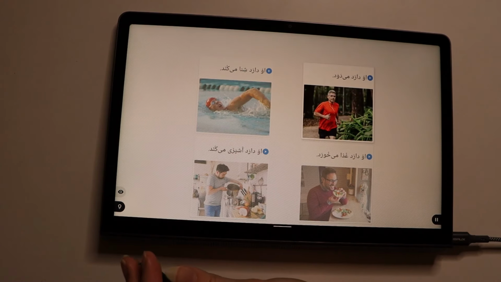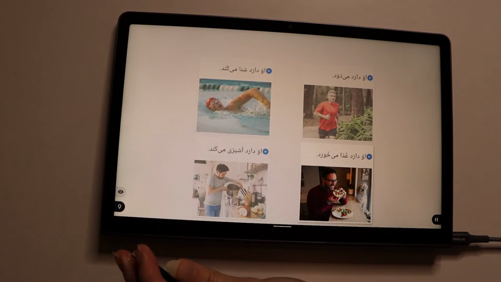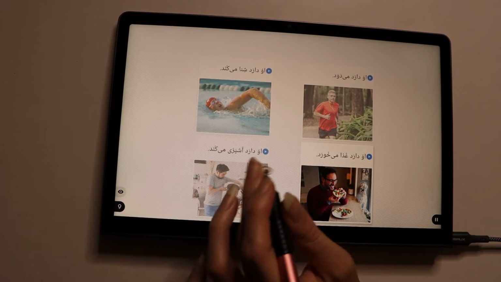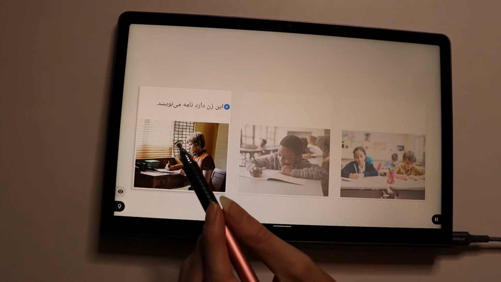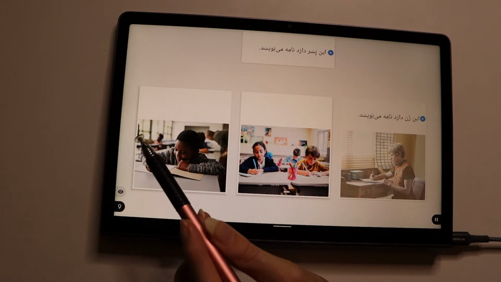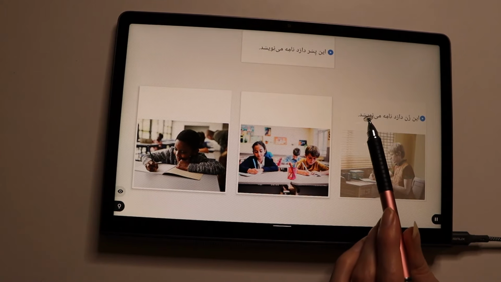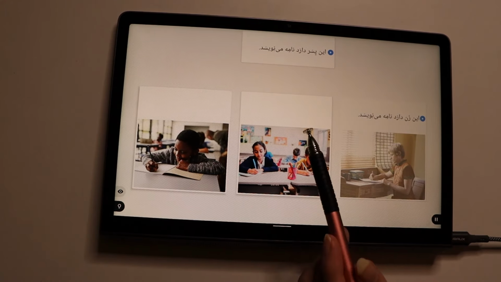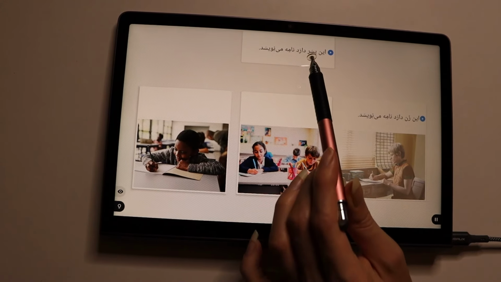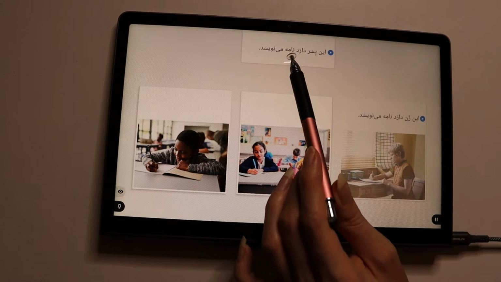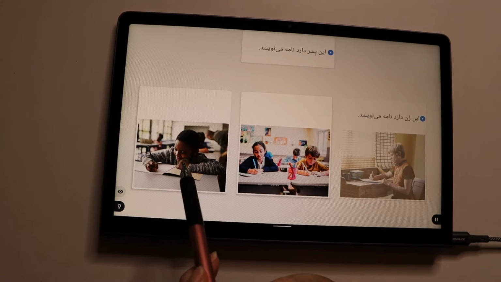او دارد شنا می‌کند. او دارد می‌دود. او دارد آشپزی می‌کند. او دارد غذا می‌خورد. این زن دارد نامه می‌نویسد. A woman writes. In pesar dorad name minevisad. A boy writes.